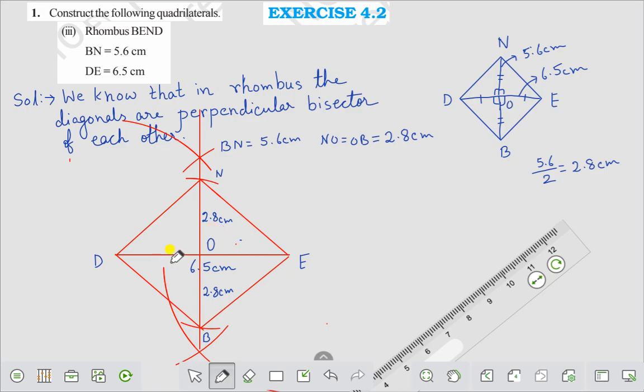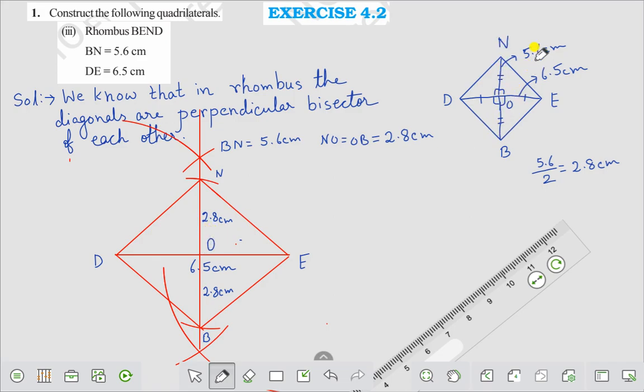Rhombus BEND. First of all, draw a line DE of 6.5 cm. After that, find the perpendicular bisector of this line. With D as center, draw an arc here, and with E as center, draw an arc here. Then again, with D as center draw an arc here, and with E as center draw an arc here, and join this line. This line is the perpendicular bisector of DE, right? Let this intersect DE at point O.